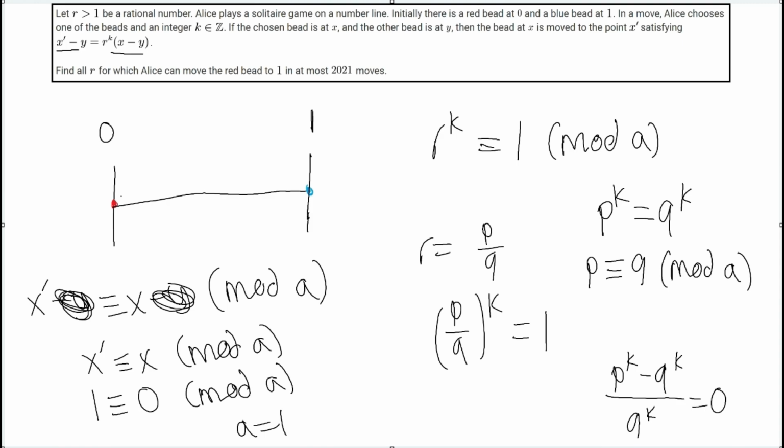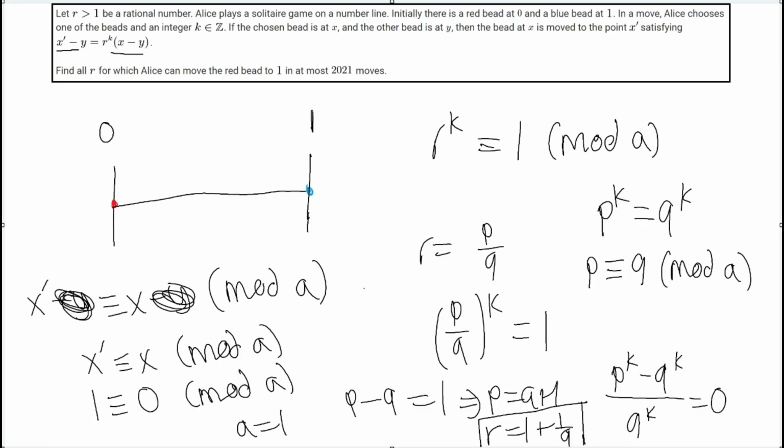So that means that we cannot have p is equivalent to q mod a for any a greater than 2. So the only way we can have this happen is if p minus q has no factors greater than 1, which means it must be 1. And that requires p equals q plus 1, and therefore r equals 1 plus 1 over q.